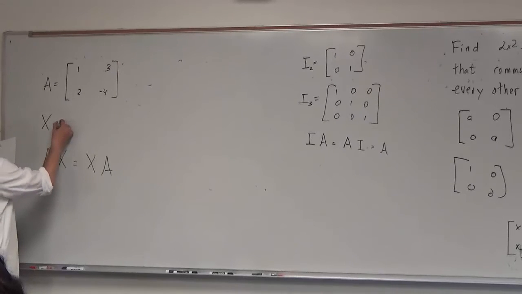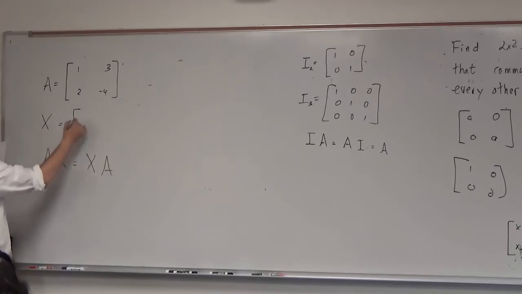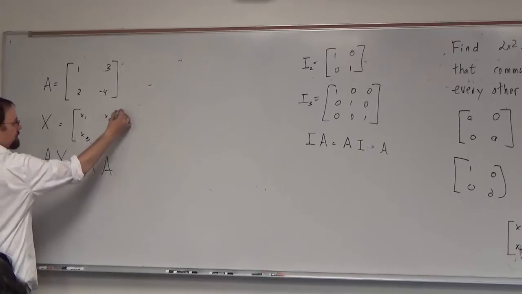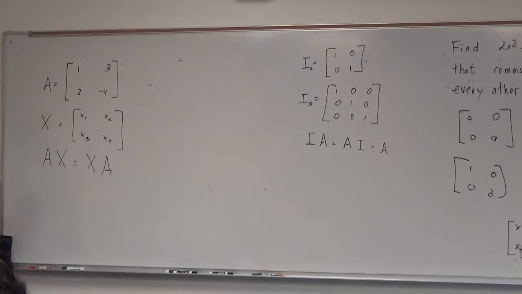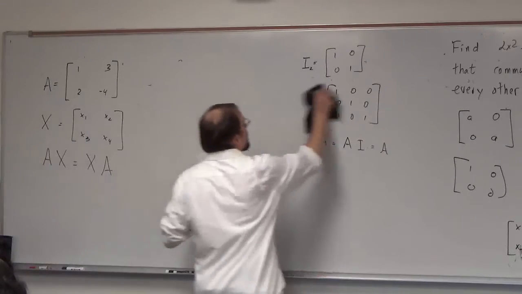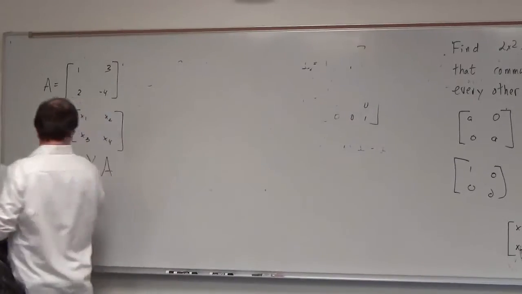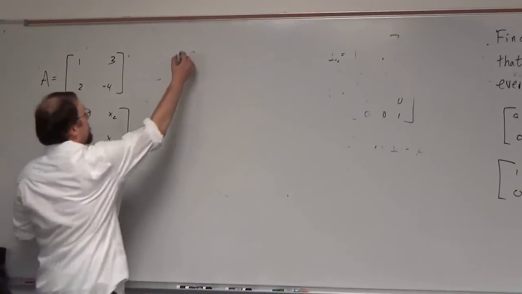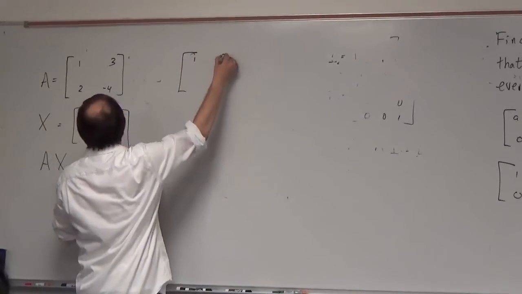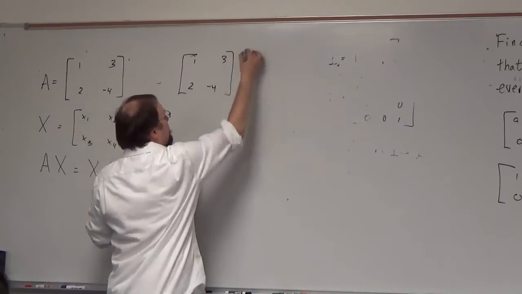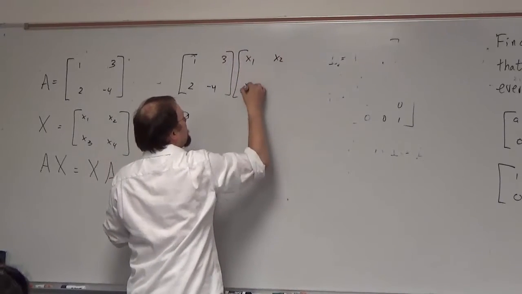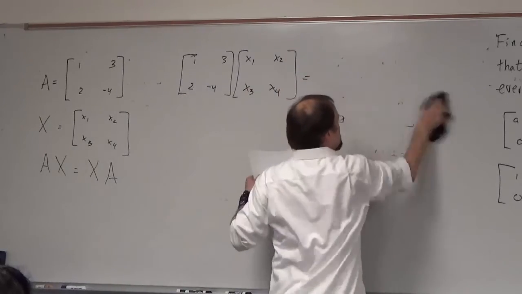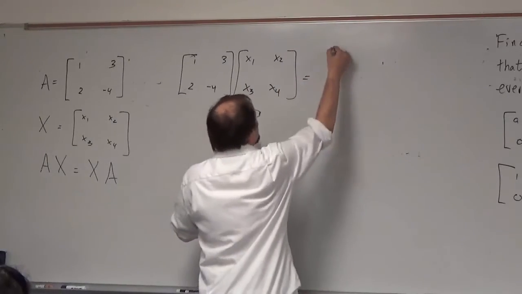How do you find such matrices? Well, again, very similar to over there. We don't know what X is, but we know it's going to be a 2 by 2 matrix. Let's try to figure out what these values are. And this tells you how to set up a system of equations. Because we have A times X is X times A.